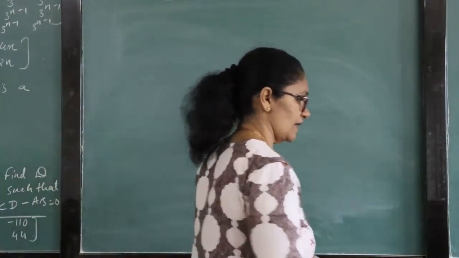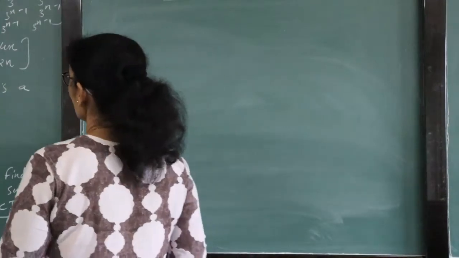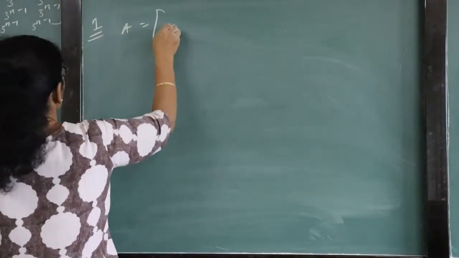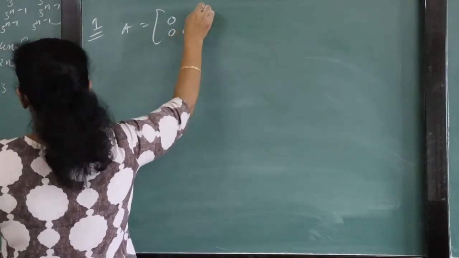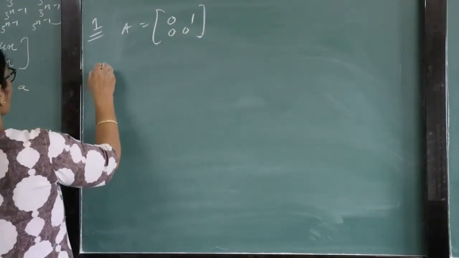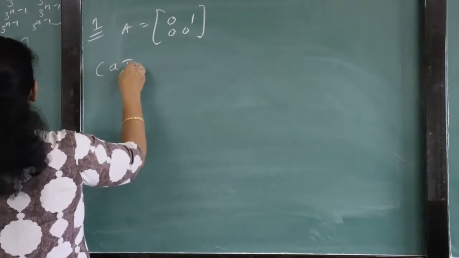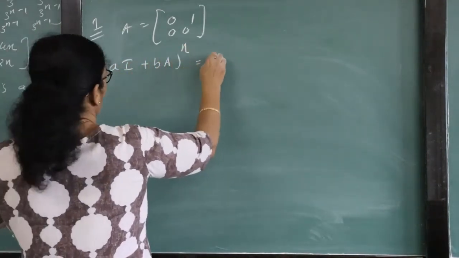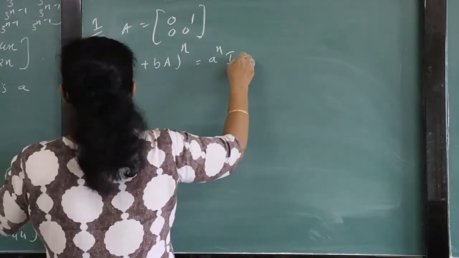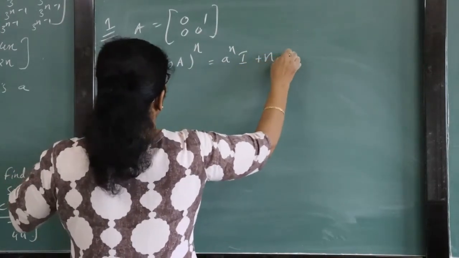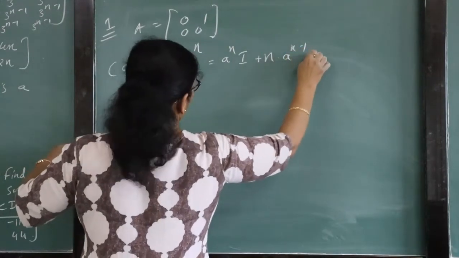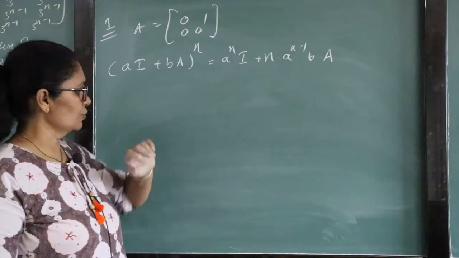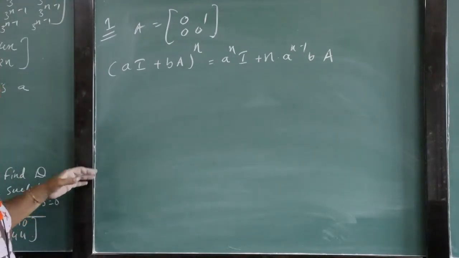In the last exercise, your first question is: matrix A is given as [0 1; 0 0], and you have to show the result (aI + bA)^n = a^n I + n a^(n-1) bA. Both sides are equal, and you have to show this. So we have a simple concept, check it.